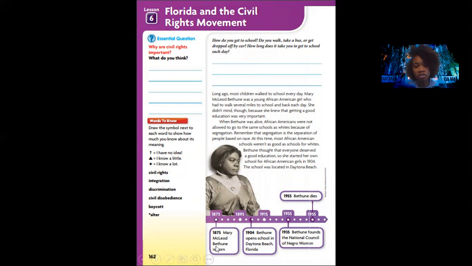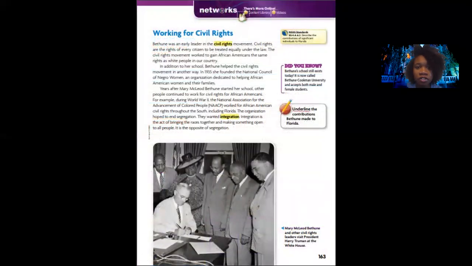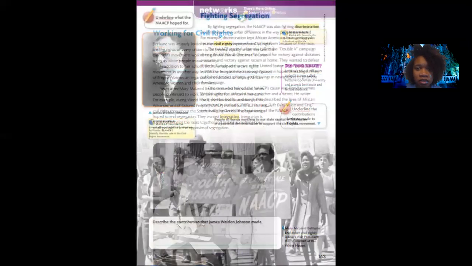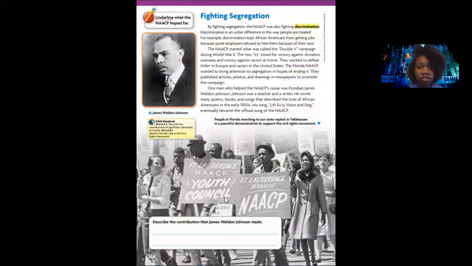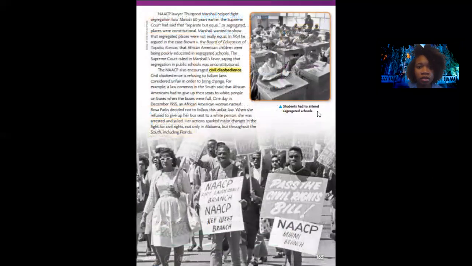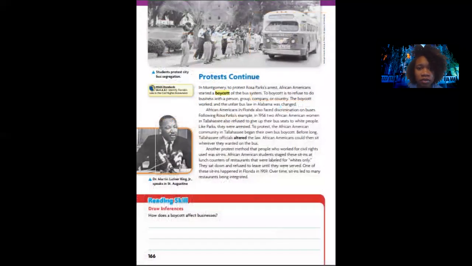So notice we have a text feature here, a timeline. It's going to tell you different events in her life. Working for civil rights. Fighting segregation. So now you're going to learn about James Weldon Johnson, who had an impact on the movement. And notice this says Fort Lauderdale, so that gives you a central location. And it's continuing from the last one.